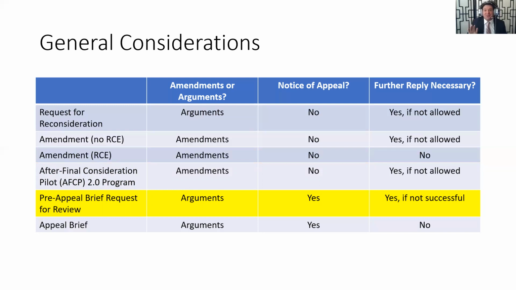All right. So anyway, the pre-appeal brief request for review focused on arguments. A notice of appeal is necessary in this case. There is that fee. And a further reply is necessary if not successful. So there's actually two different outcomes. Well, there's 4 different outcomes for the pre-appeal brief program. But 2 of them would be considered successful. The first one is, of course, an allowance, which are quite rare.